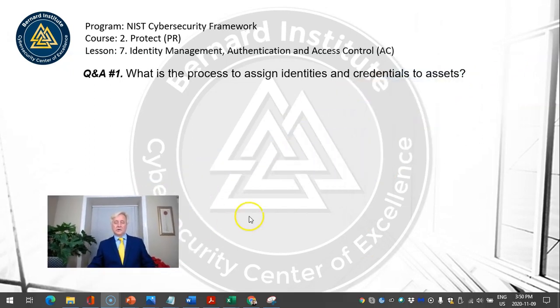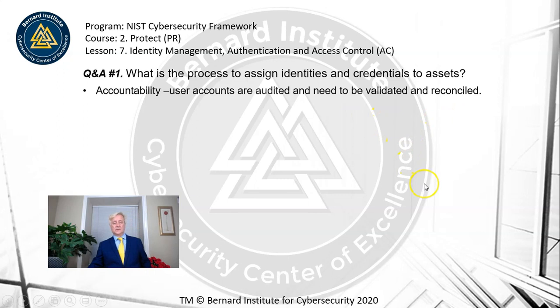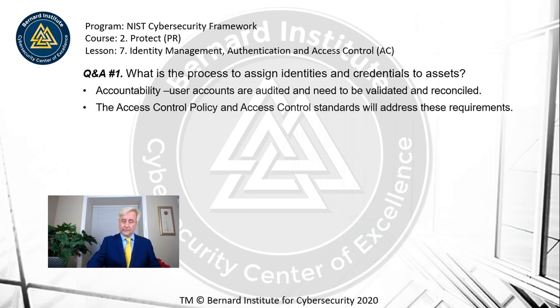Number 1. What is the process to assign identities and credentials to assets? Well, what's the first step? Accountability. User accounts are audited and need to be validated and reconciled. Okay? The access control policy and access control standards can help enforce what it is that you want to do with access control.